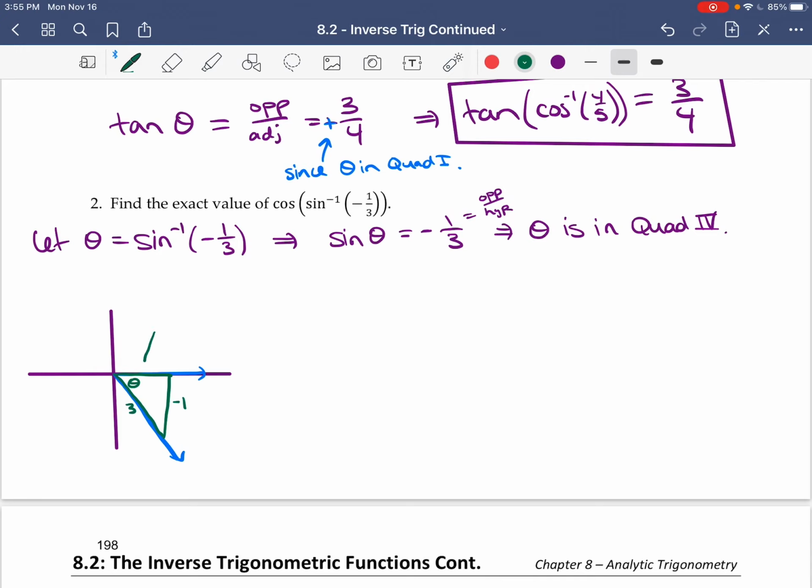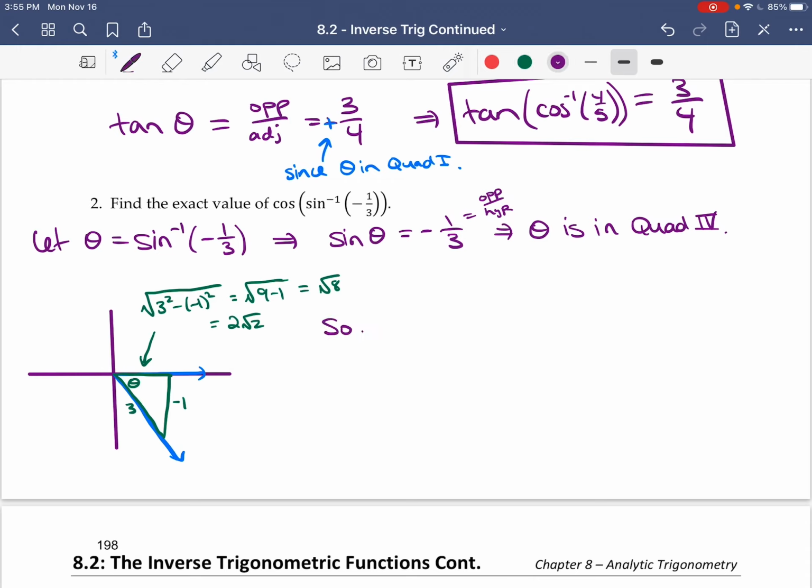Okay, so now we need to find the length of this side here. So that's going to be the square root of 3 squared minus -1 squared. So that's the square root of 9 minus 1. So it's the square root of 8, which if you simplify is 2 times the square root of 2. Okay, so that's the length of that side.